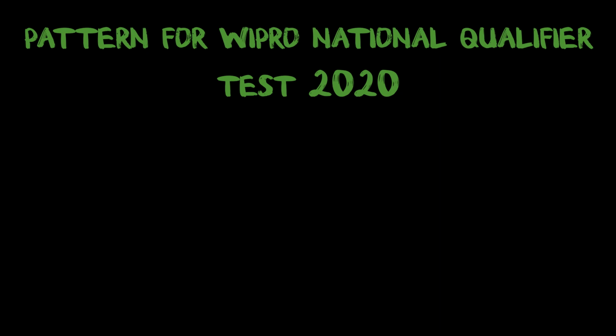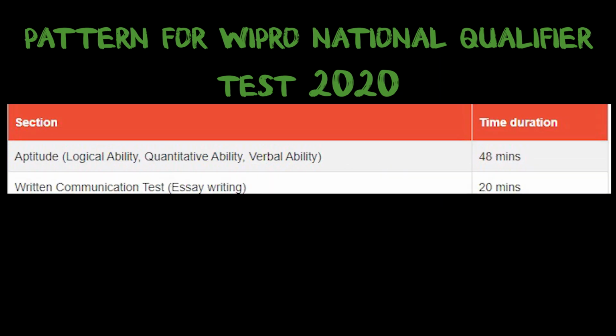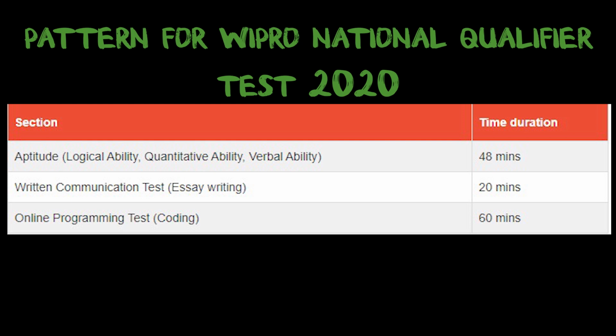The test will contain 3 sections that are aptitude, writing communication test and the third one online programming test. Aptitude section will be of 48 minutes and it will contain 3 sections: logical ability, quantitative ability and verbal ability. The second section, writing communication test, will be of 20 minutes and it will contain only one question of essay writing. The third section is online programming test. It will contain 2 coding questions of 60 minutes.